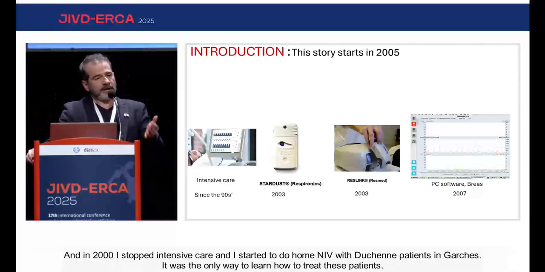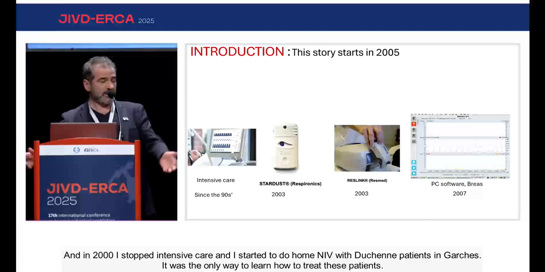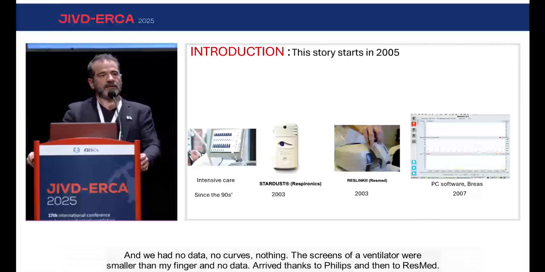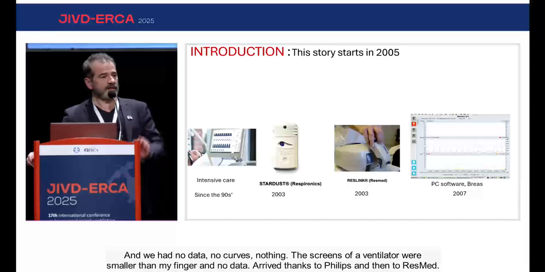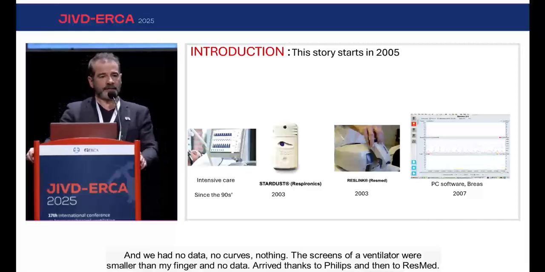And in 2000, I stopped intensive care and I started to do home NIV with Duchenne patients in Garches. It was the only way to learn how to treat these patients. And we had no data. No curves, nothing. The screens of a ventilator were smaller than my finger, and no data.